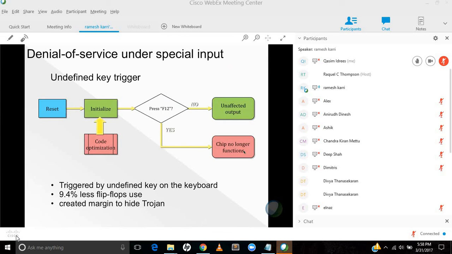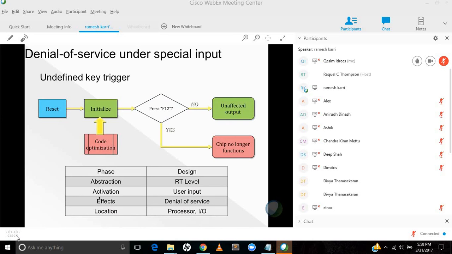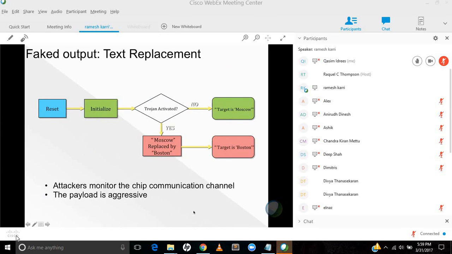So what they did was they redesigned the original design, so this was interesting because they reduced the number of flops in the design by making some changes. So they saved on some of the flops and used the saved flops to create their own Trojan. Then it's difficult to figure out, right? Because it's doing the same functionality. There was no overhead because you initially created yourself some margin, and you use that margin to hide the Trojan. Again, this is a summary. They were doing this during the design phase, RT level. Activation was the user input. Effect was denial of service. Again, processor and I/O, what the locations were.